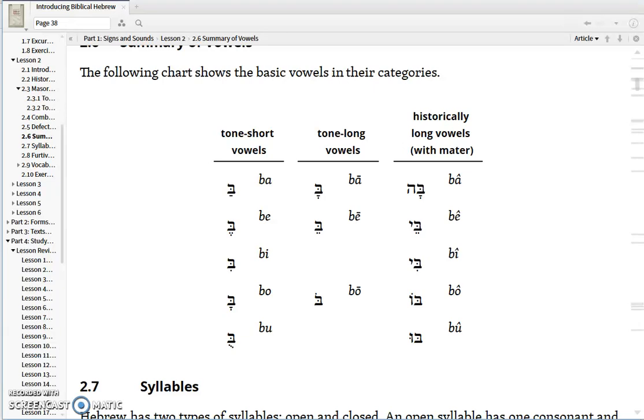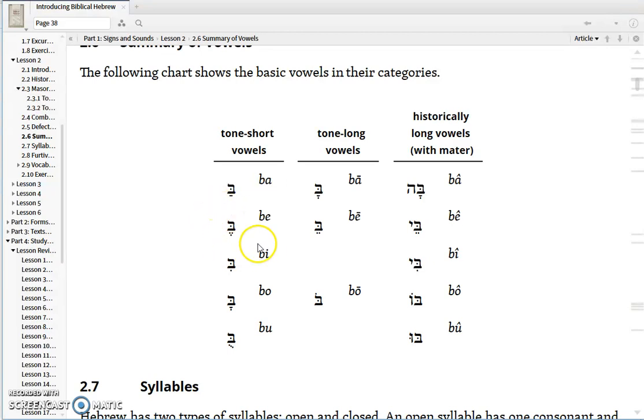Well, now what I would like to talk about is how you represent the vowels in English script. That is, how do you transliterate the Hebrew vowels into English? This particular chart on page 38 does show how that's done. Here you have all the vowels attached to bet. And if it's patakh, that'll just be a regular A.